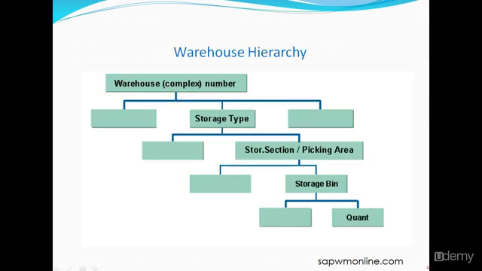Let us now have a look at the warehouse hierarchy. At the top we have the warehouse number, then we have something called the storage type. Below the storage type we have something called the storage section or the picking area. Below the storage section we have something called the storage bin, and finally we have the quant. If your warehouse is storage unit managed, then the storage unit would come just below the storage bin and above the quant in a warehouse hierarchy. This is just for information.